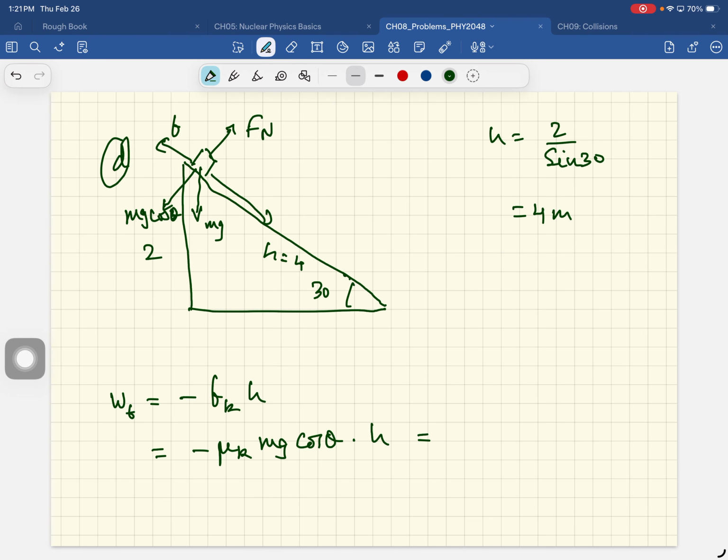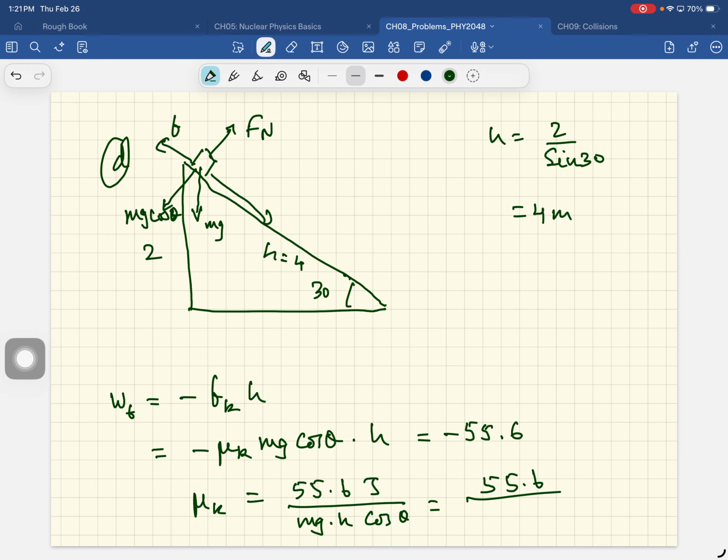How much work was done by the friction force? Very good, my friend. 55.6. So mu k is 55.6 joules divided by mg times h times cosine theta. What are the units for mu k? Yeah, it's dimensionless, so all those units must cancel. M is 10 kgs, g is 9.8, h is 4 meters, cosine 30.